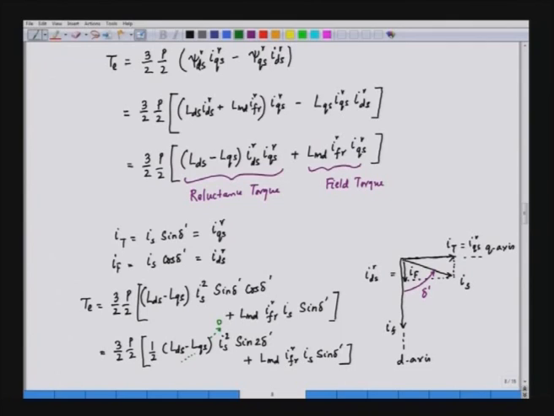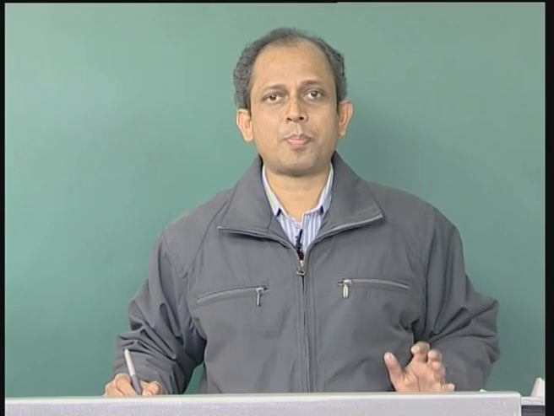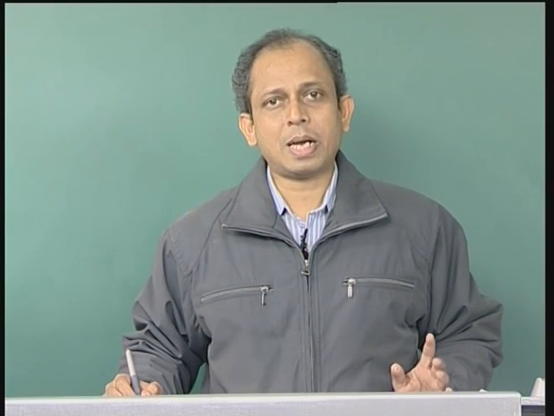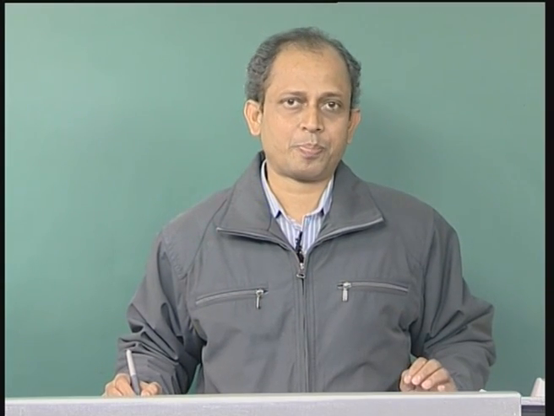So, we have got LMD IFR into Is. What we obtain here is LMD IFR into Is. This resembles a DC machine. So, in this case we can obtain the maximum torque per ampere because delta prime has been made equal to pi by 2 and the expression looks like that of a DC machine.